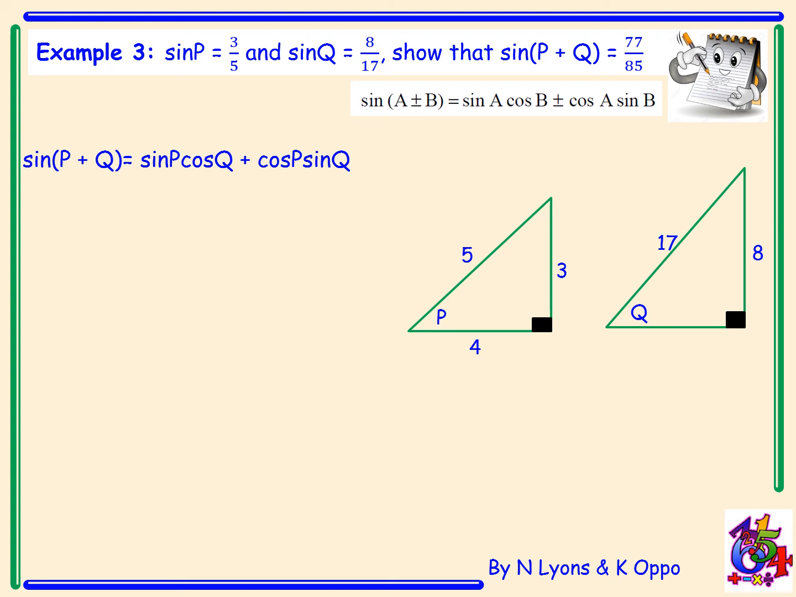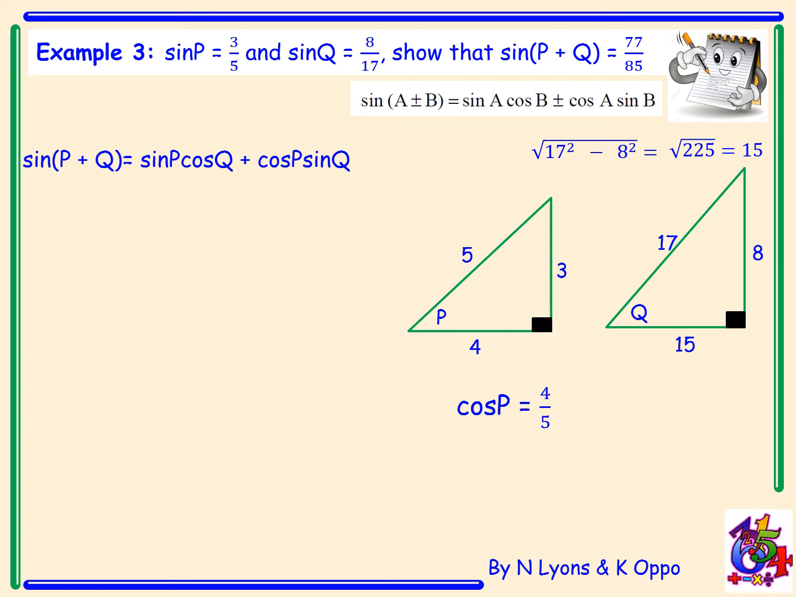Now we need to do a little bit of working to find our shorter side here. So using Pythagoras, the missing side will be 17 squared subtract 8 squared, all square rooted, which will give an answer of the square root of 225, which is 15. So our missing side there is 15. Now that we have all three sides in each of our right angle triangles, we can get the exact value of cos P and cos Q.